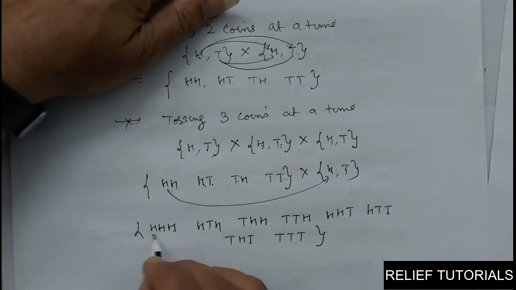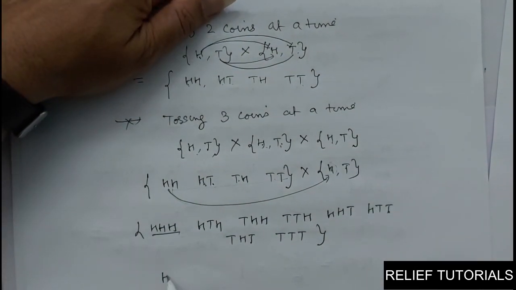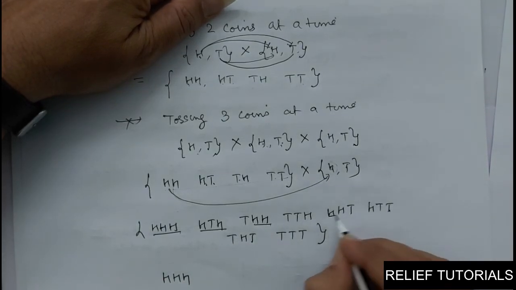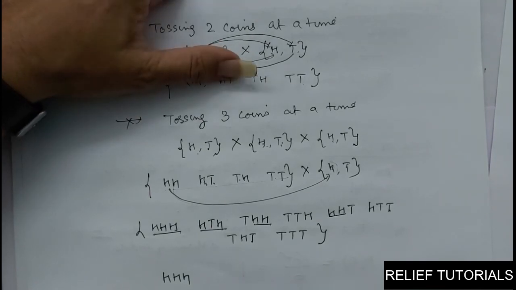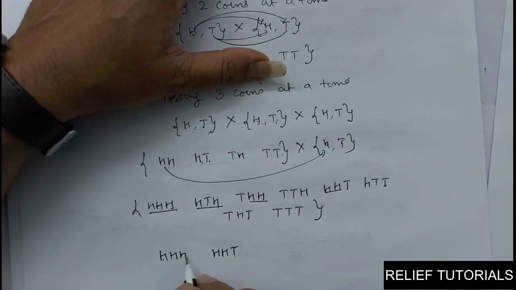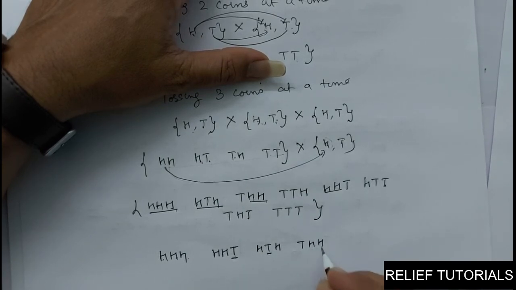See here. First, three heads. Okay, so you will write three heads. Then here two heads, here also two heads, here also two heads. So now H, H, T. Then you will change the position of T. You keep on changing the position of T. See, H, H, H, then H, H, T. Then H, T, H. So it was in third place. Now it is in second place. Then T, H, H. Now it is in first place. Have you got it, friends? What I have done? Clear?